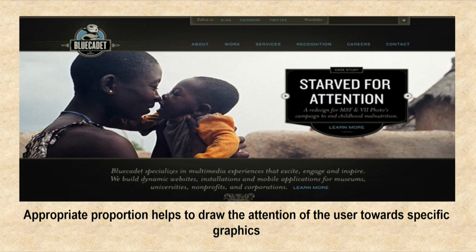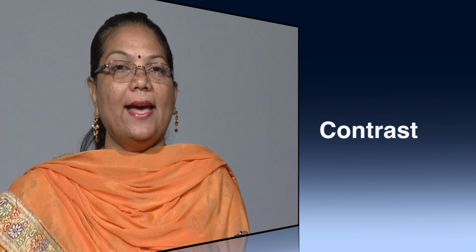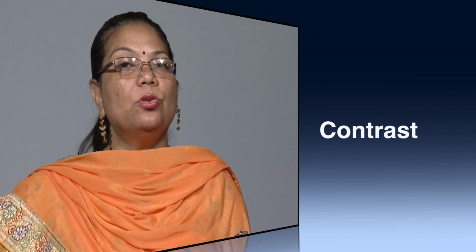In this example of a home page, we can see that the image of a woman with a child is getting the attention of the user as compared to the other text element which is also present on the home page. So in this manner, if we give more proportion to a specific graphic element, user attention is directly attracted towards that. The next principle is contrast.